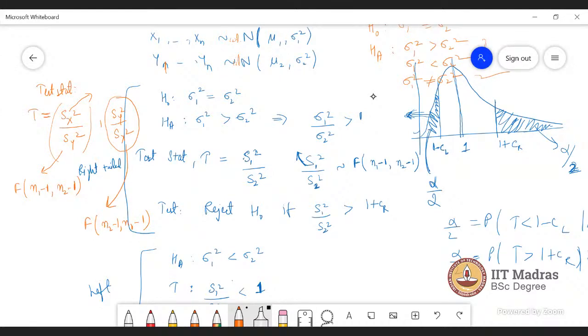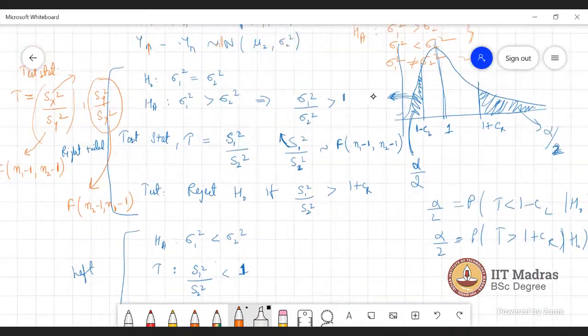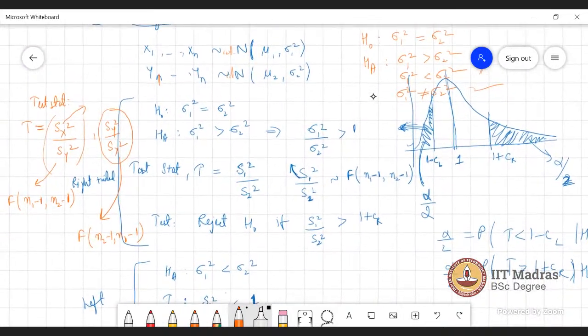So how do we decide which test statistic to take? You can choose any one you want. Now, let's say I want to test for this one, sigma 1 square.